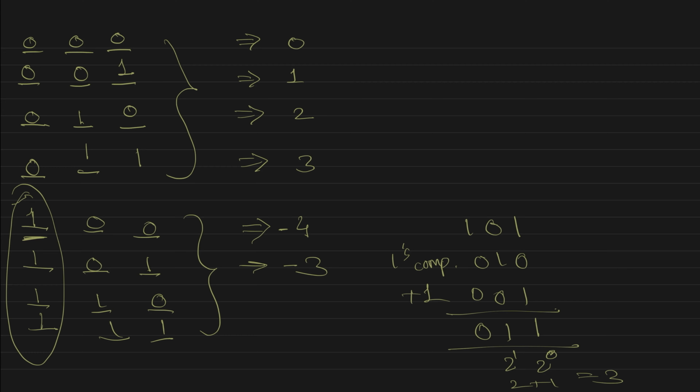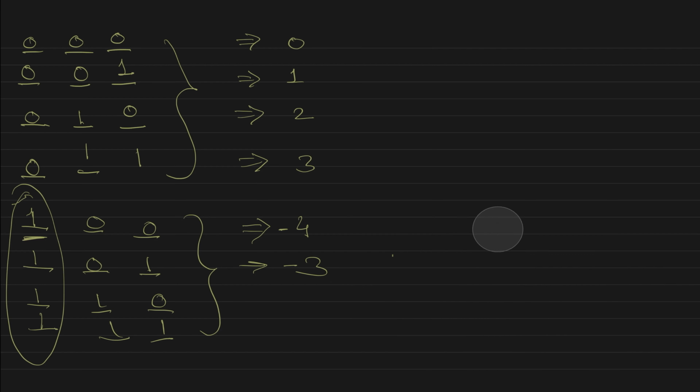Why -3 again? Because the most significant bit is 1, so that's why we added the minus sign, and the magnitude of that number is represented by the 2's complement that we took. So that was 3, so that's why we wrote 3 here. Okay, similarly we'll do for this and see what it gives us.